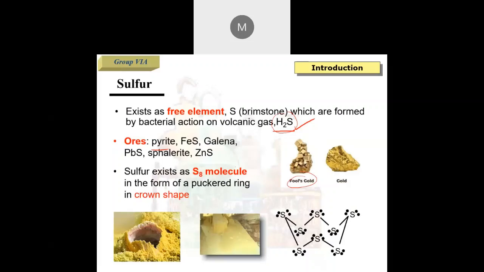Sulfur exists as an S8 molecule, in the form of a puckered ring in a crown shape. So this is the shape. It can also form different orientations. Although it has this S8 molecule in a ring shape, these rings can arrange in different orientations in the crystal structure to form the alpha, beta, and lambda forms, and others. There are more than that, but the stable one is the alpha sulfur, which has a rhombic structure.